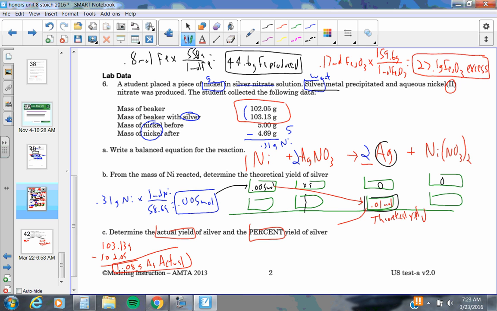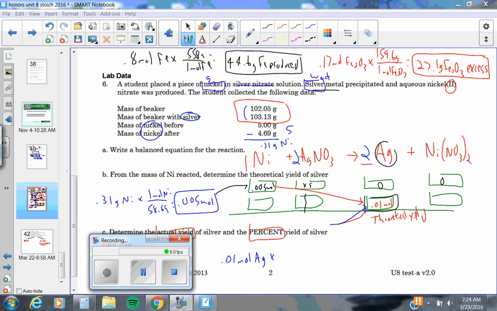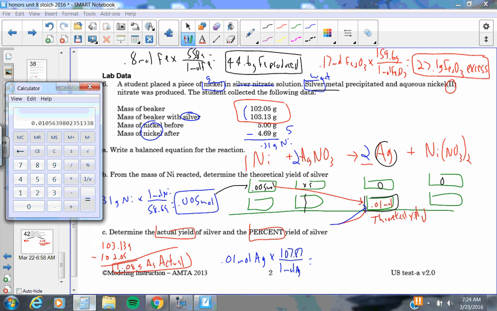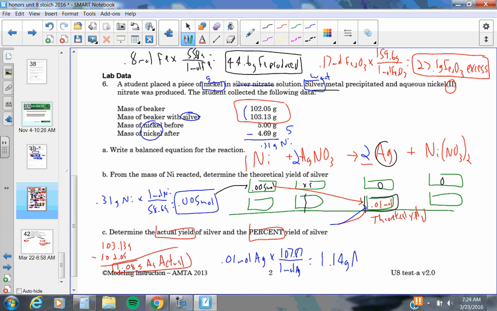I never did complete my actual theoretical. I'm making 0.01 moles of silver theoretically, 0.01 moles of Ag, and 1 mole of silver is 107.87. When I go back to this calculator, that number's still on there. Even though I wrote 0.01, the calculator has more information. Times 107.87, I'm going to get 1.14 after rounding grams of silver.